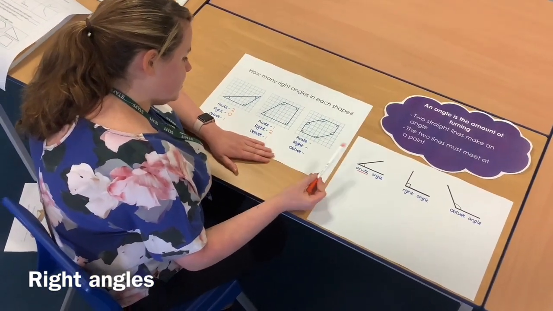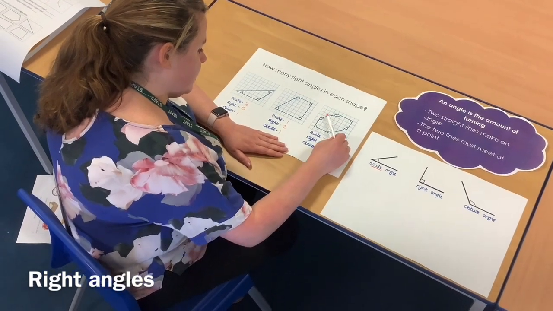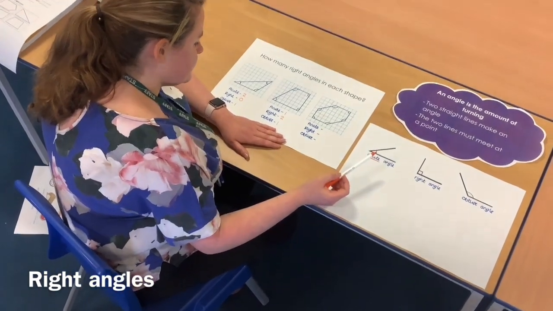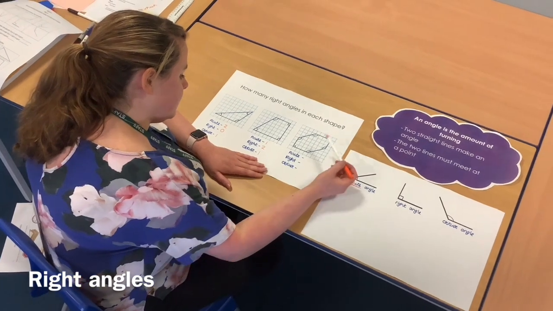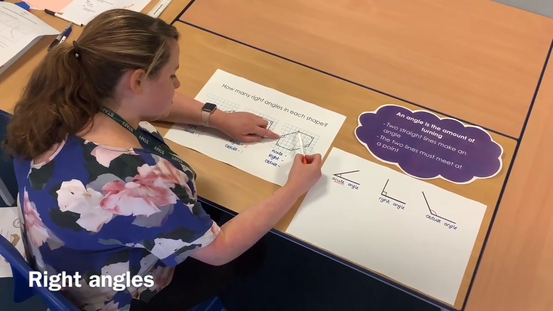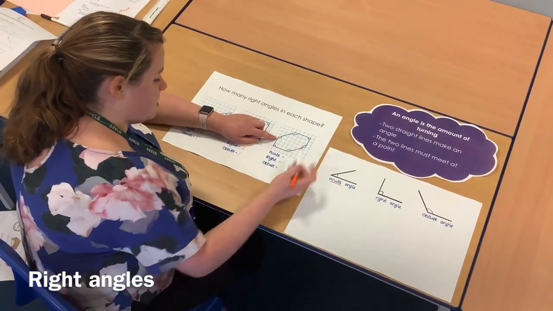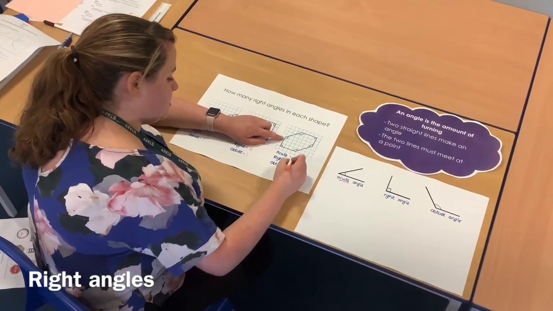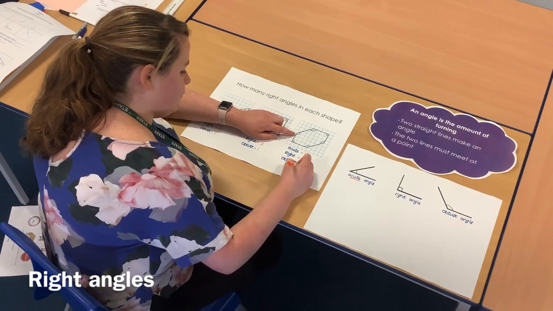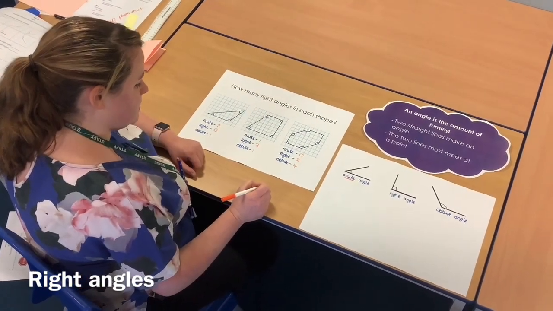On this shape here, this time I've got a 4-sided shape, so I've got 4 angles. I've got 2 right angles, 1 acute angle and then 1 obtuse angle. And then finally on this shape, I've got a 6-sided shape, so I've got 6 angles. So if I have a look here, this is an obtuse, obtuse, right angle, obtuse, obtuse, right angle. So I've got no acute angles, 2 right angles and 4 obtuse angles.